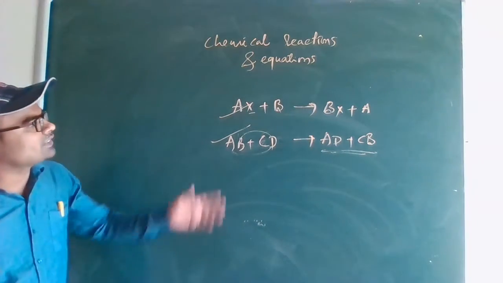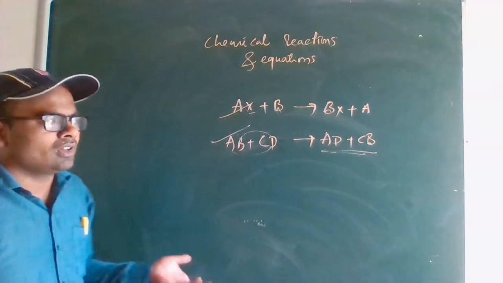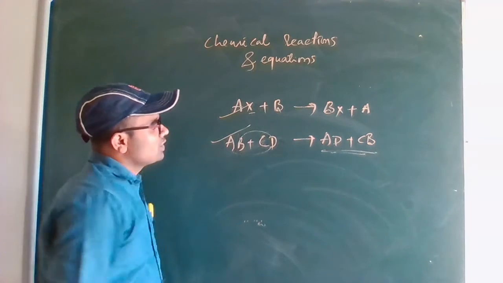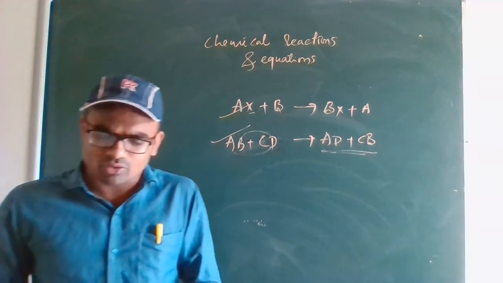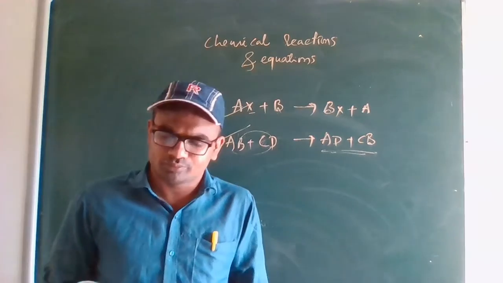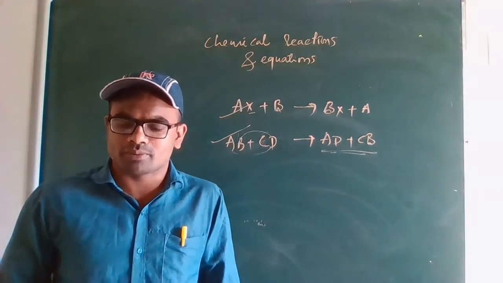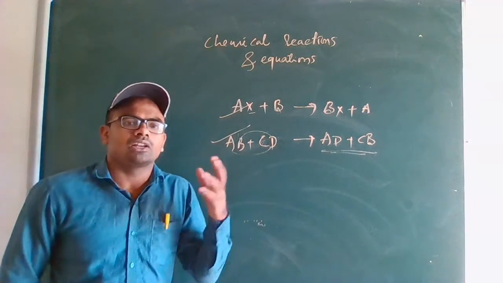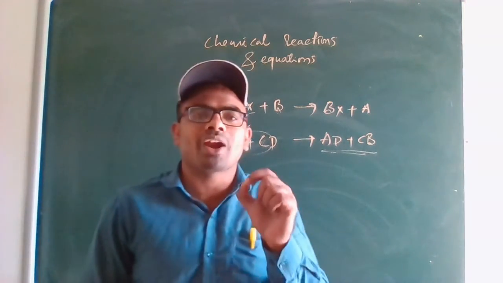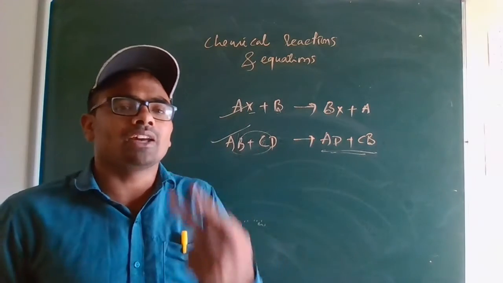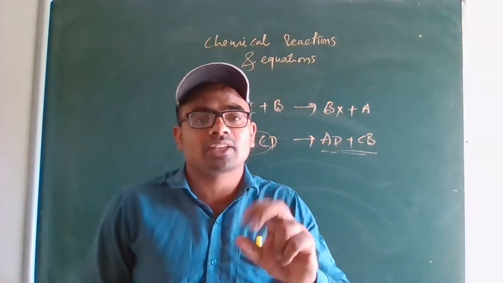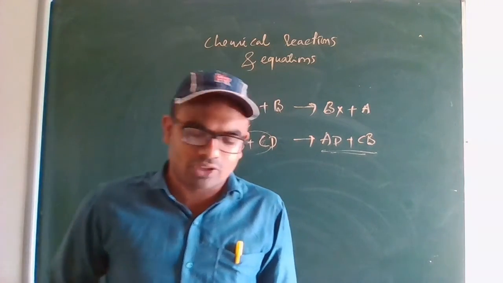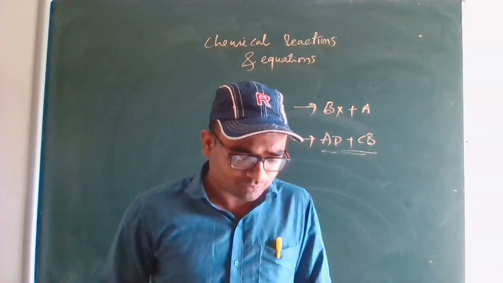We can write examples here like this. Then I think they have not asked for examples. Write the difference between displacement and double displacement reactions, and write equations for these reactions. So these are the equations. In a displacement reaction, only one element is displaced, while in a double displacement reaction, two elements are displaced. Shall we go for the next, 14th question?